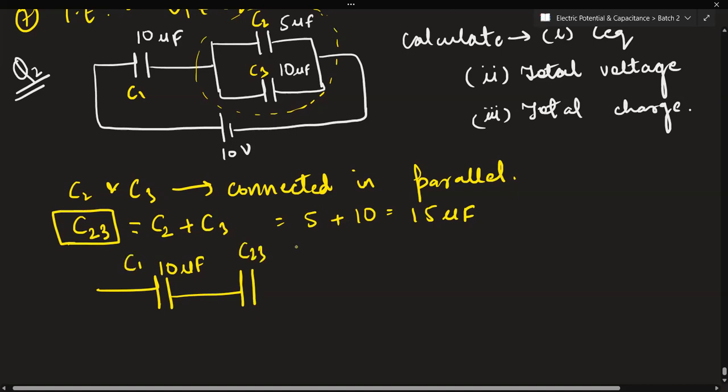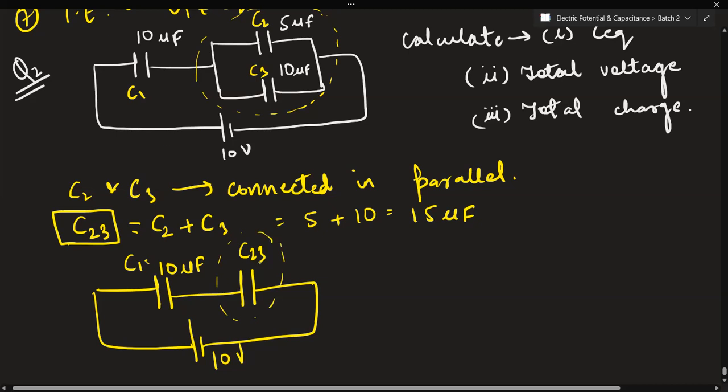C1 is there. C23 has been reduced. We have reduced it to a single capacitor. The combination, we have found this equivalent capacitor and we have reduced it. And this is how now your circuit looks like when you have taken the parallel combination. This is C23. Even if you get a reversed question, then you should be able to expand it.